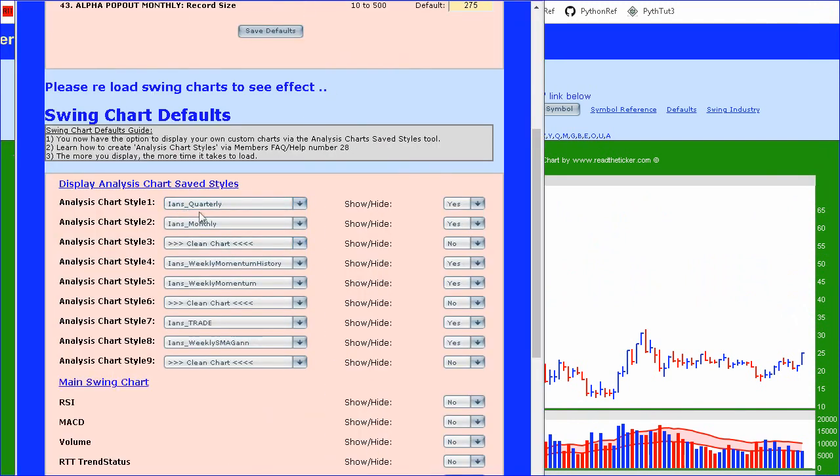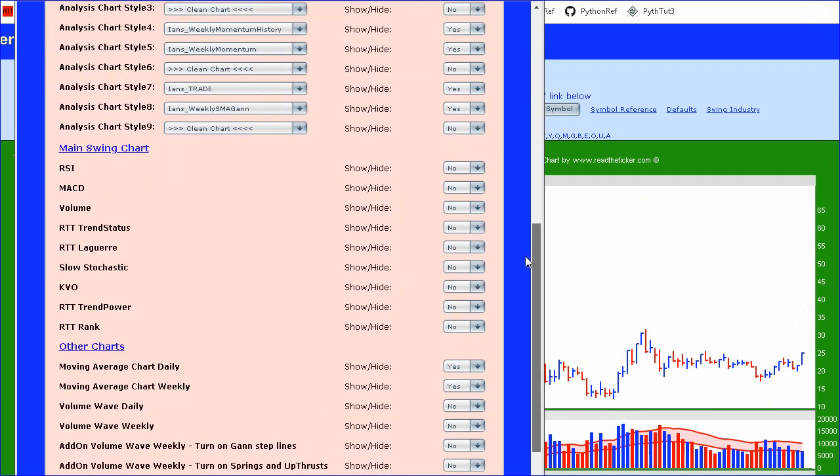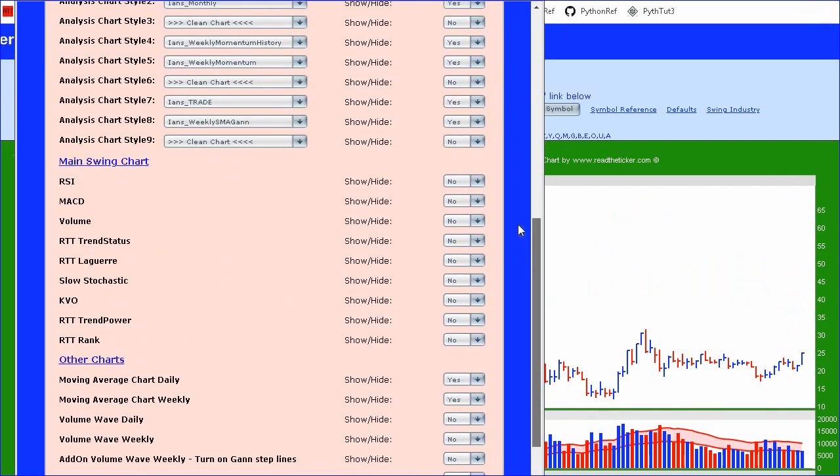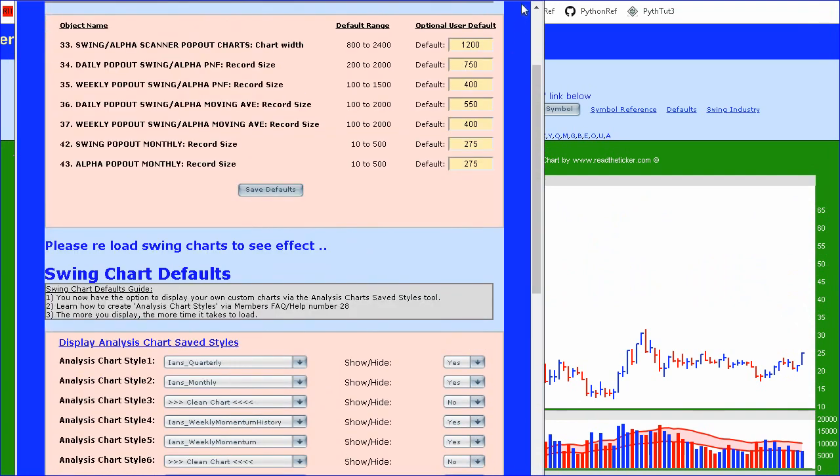Swing chart defaults, you can load up 9 styles. These are styles which you've predetermined through the analysis chart. You might have created a momentum chart, you might have created a historic chart, quarterly data, monthly data. You might have created a trade signal chart. Now you want to combine them all together so it gives you a quick snapshot. And we have a few pre-designed charts you can look at and turn off and on just to help you out.